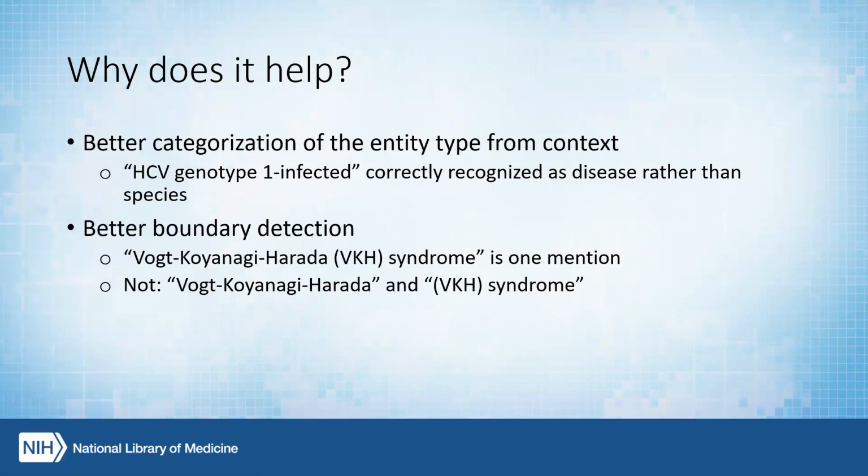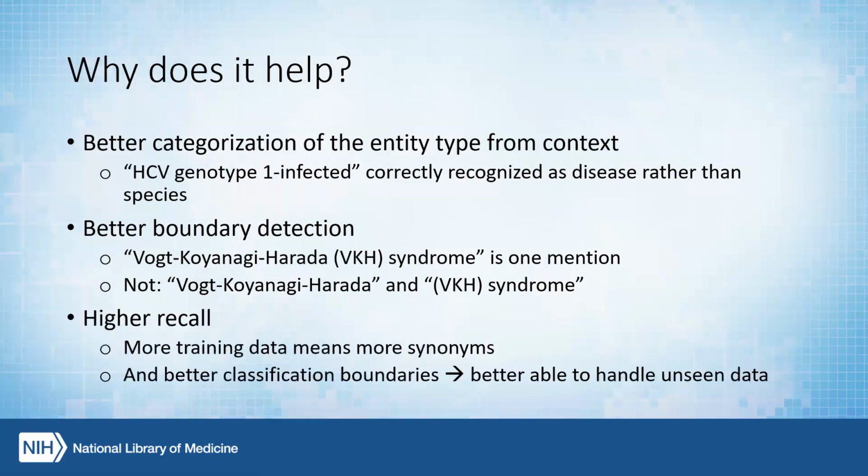Second, AIONER also presents higher accuracy in detecting the entity boundaries. For example, in the case of Vogt-Konágy-Harada VKH syndrome, the baseline detects the wrong boundaries and identifies it as 2 entities, while AIONER correctly identifies it. Third, some entity spans that are not shown in the training set may be missed by the baseline, but AIONER can handle those unseen entities better.